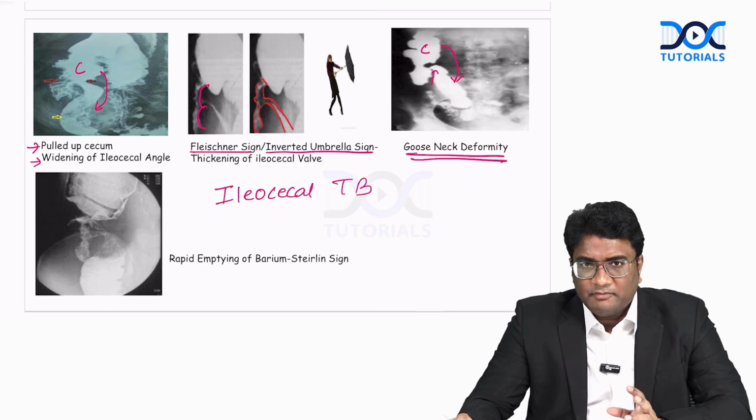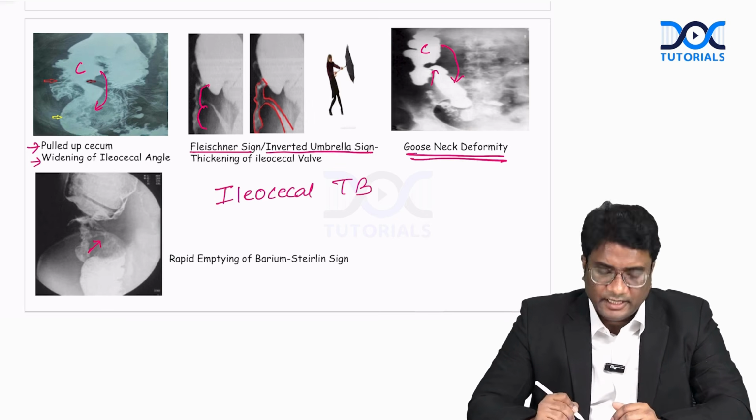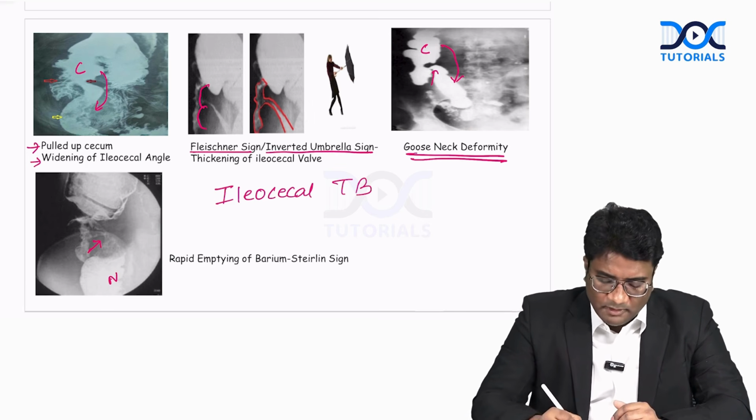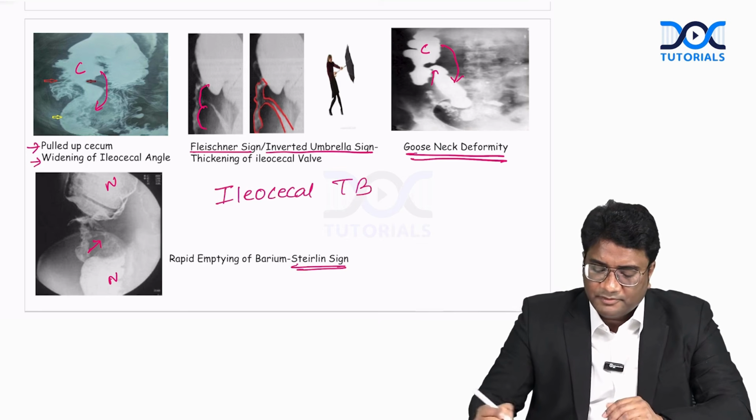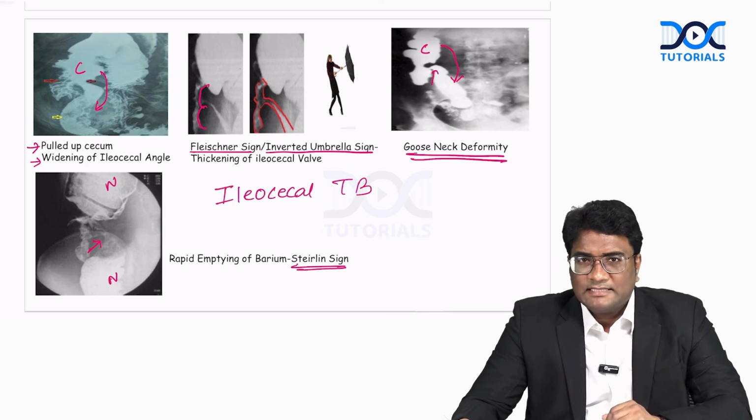And the column of the barium also does not stay at the affected area. It will be in the normal bowel but will be thrown out fast from the affected area because it's an irritated bowel, so it will flush off the barium much faster. This is called a Stierlin sign. So, rapid emptying of barium from the affected area is called a Stierlin sign.